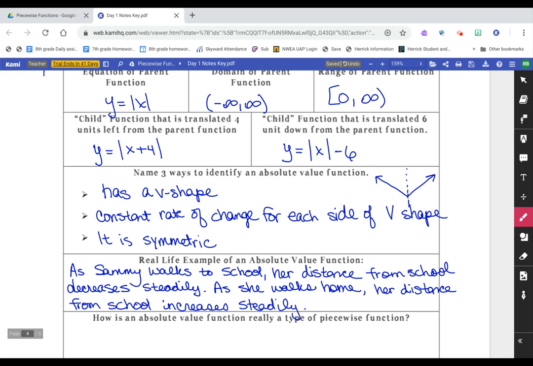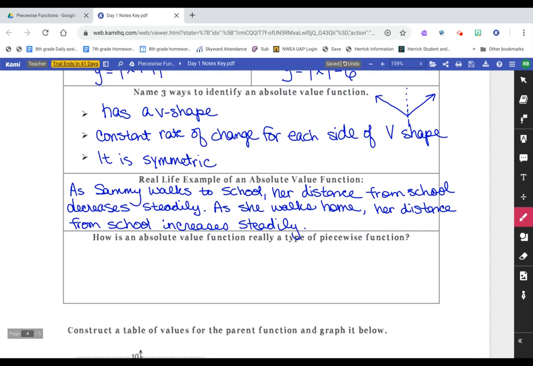A real life example of an absolute value function could be as Sammy walks to school, her distance from school decreases steadily. As she walks home, her distance from school increases steadily. And then it can ask, how is an absolute value function really a type of piecewise function? Well, you can say that it's made up of two lines that each have a restricted domain.